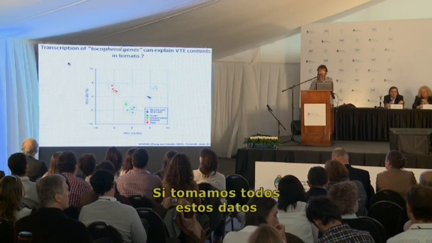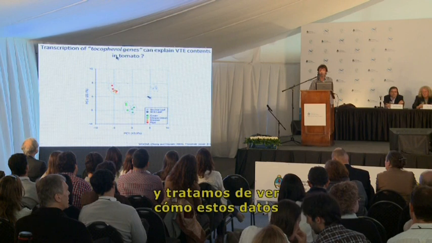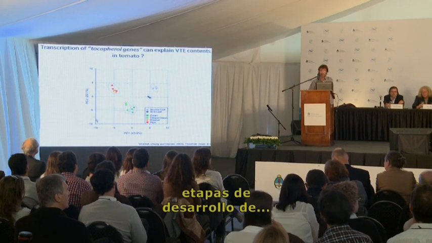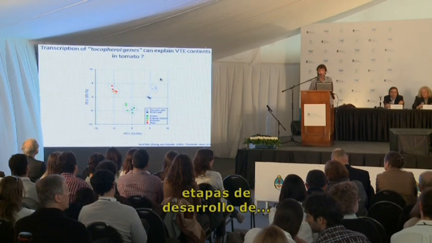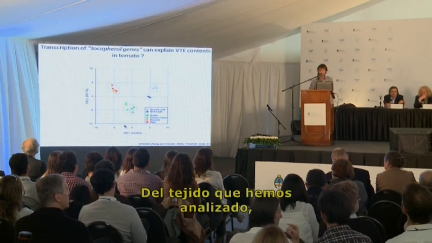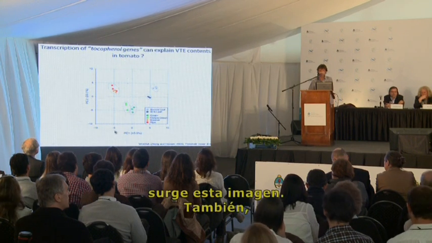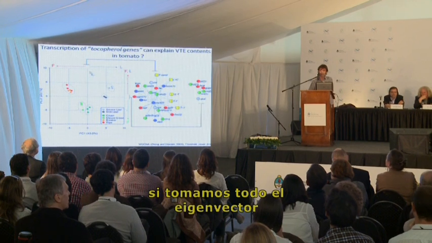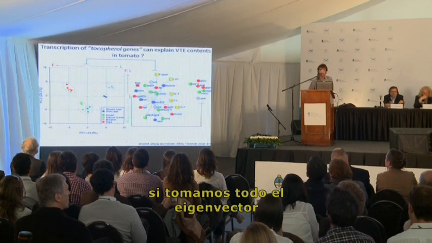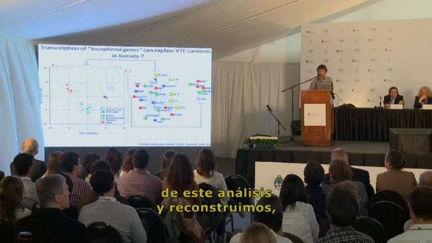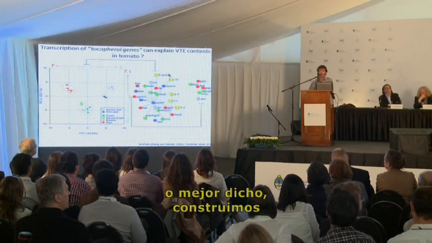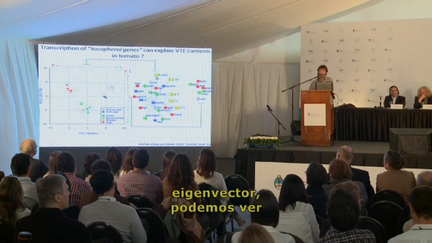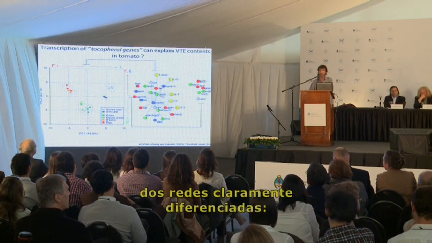If we take all this data and try to see how it explains the different developmental stages of the tissue that we have analyzed, this picture emerges. And also, if we take all the eigenvectors of this analysis and construct a network analysis of these eigenvectors, we can see 2 clearly differentiated networks.